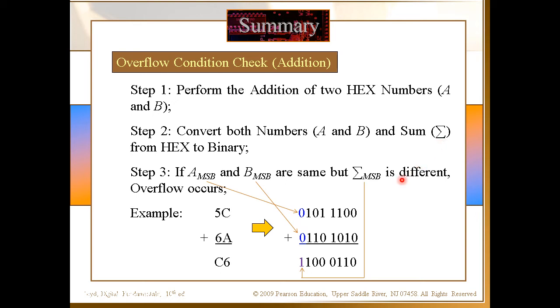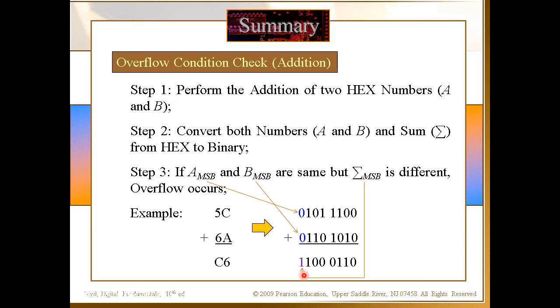Now we convert all of this to binary. How did I convert? This is 5, 0 1 0 1, my 5 in binary. And then this is my C, 1 1 0 0. You can use the chart that you have. Those charts are also in the tutorial section in case you don't have it right now. You can use those charts to convert it. This is 6, 0 1 1 0, which is 6 from the chart. And then this is A, 1 0 1 0. Now once you add it, you get 6C.